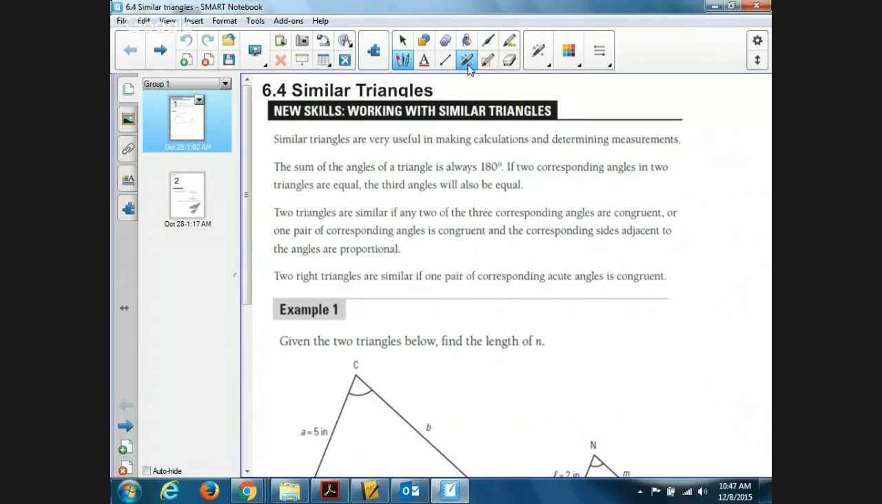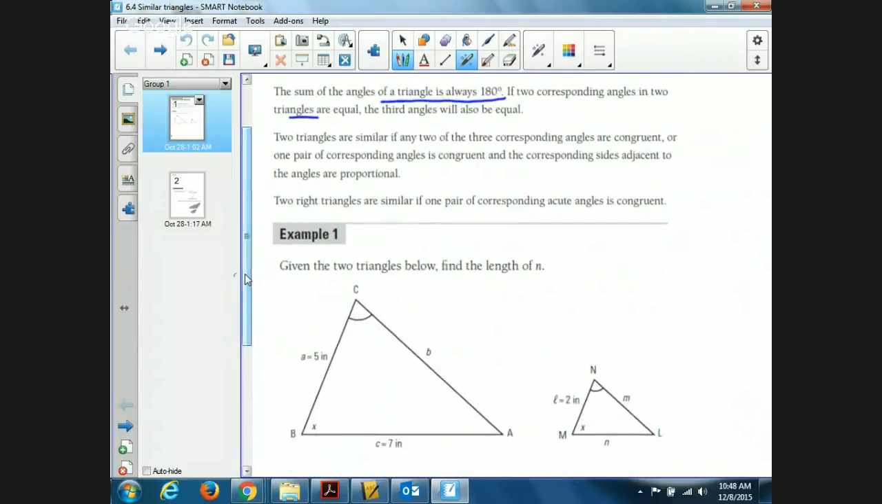Now, something you need to know, and I'd underline this: the sum of the angles in a triangle is always 180 degrees. You need to know that. If two corresponding angles in two triangles are equal, the third one will also be equal. That's another little rule there, but 180 degrees is the sum of all angles in a triangle. You've seen this before, but may have forgotten.